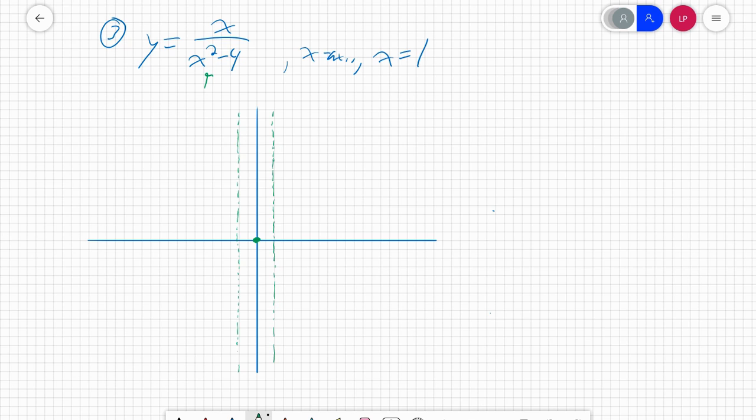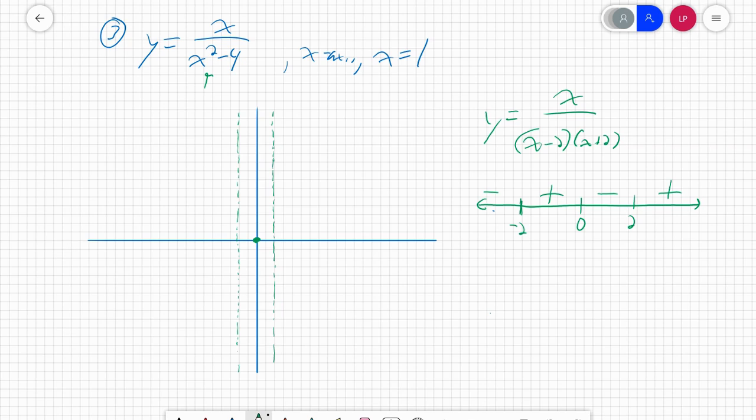I also know that if I do a sign test on the factored form of this, x minus 2, x plus 2, with 0, 2, and -2, the graph is positive to the right of 2, negative, positive, negative.